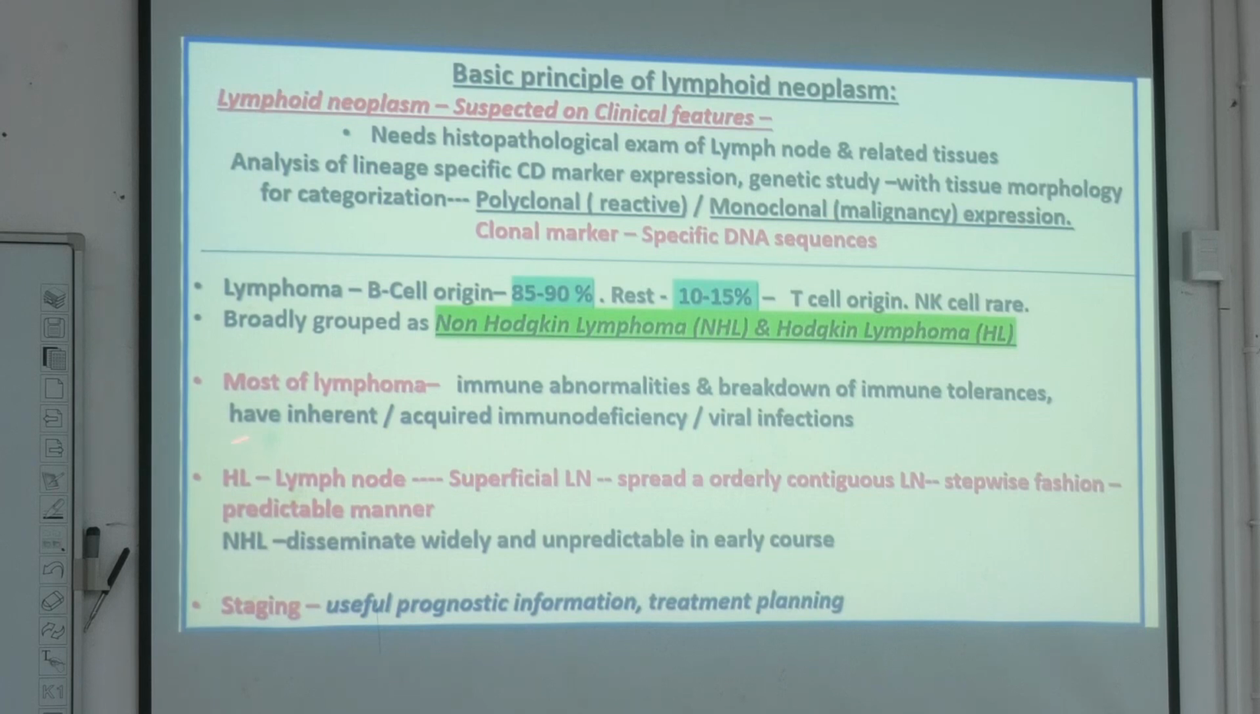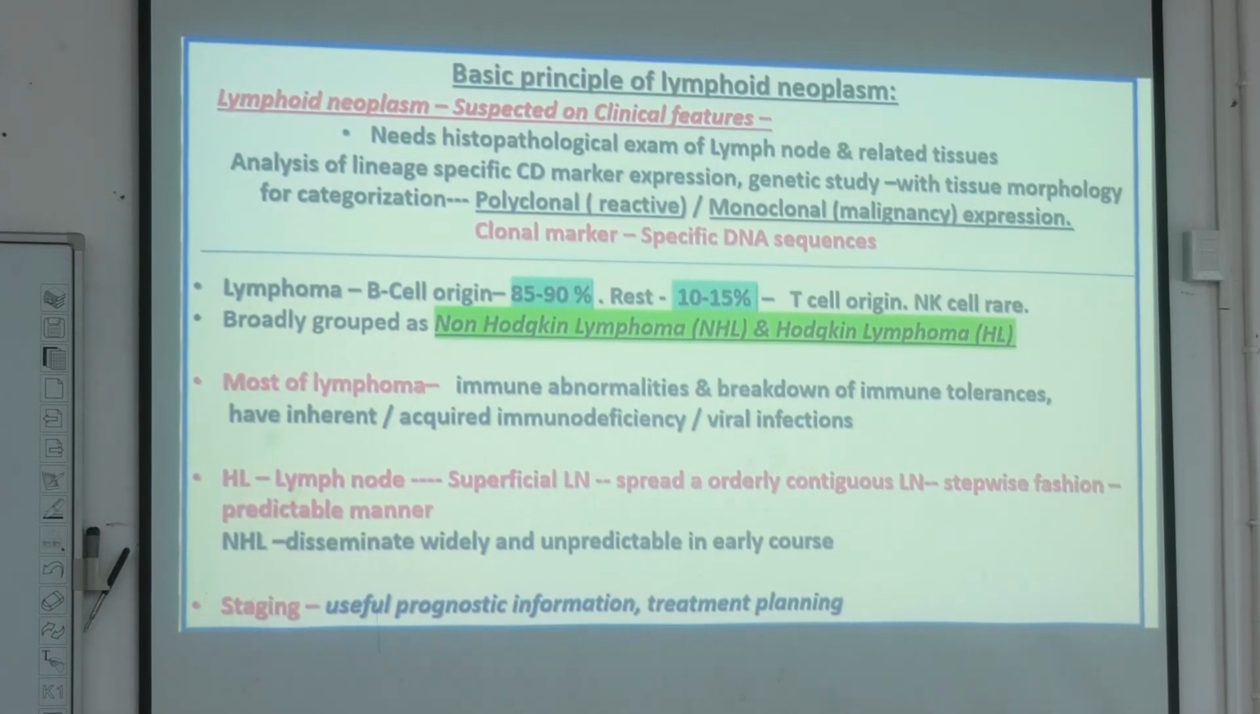In Hodgkin lymphoma, the importance is the superficial groups of lymph nodes, above the diaphragm or below the diaphragm, but it is continuous in nature. It spreads in a radial fashion, with continuous connection to the next lymph node. But NHL is in a discontinuous fashion, so haphazardly it can involve any area, maybe nodal, maybe extranodal.